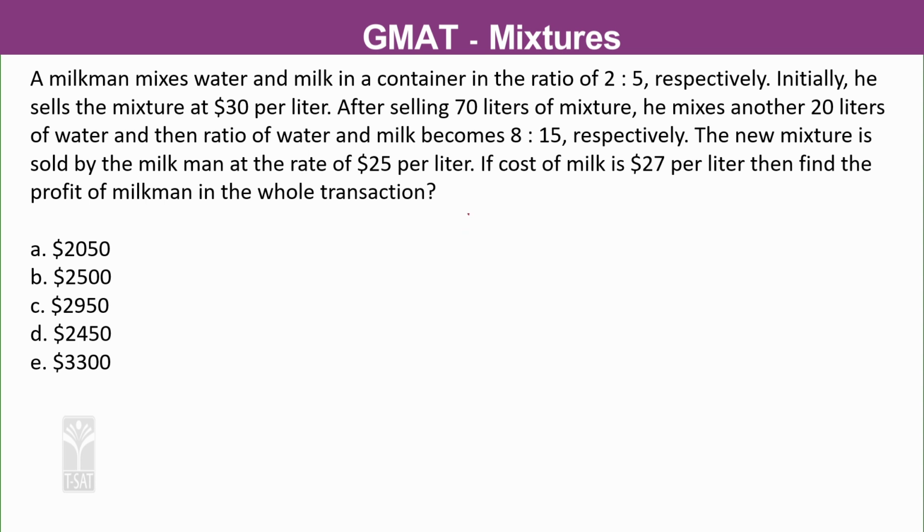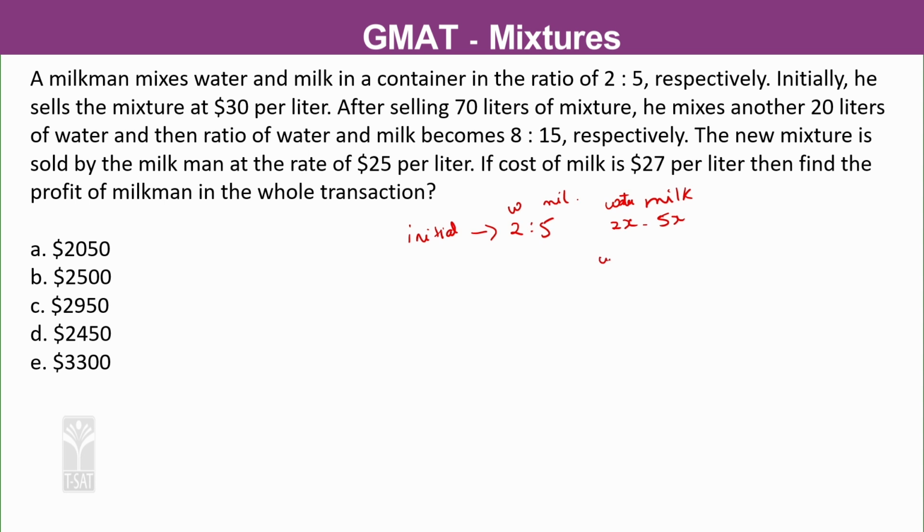Okay. So, initially the ratio is 2:5. So, let us say water is 2x, then milk will be 5x. If water is 2x, milk will be 5x. Now, he sells the mixture at $30 per liter, and he sold 70 liters of the mixture, and he mixes another 20 liters of water.